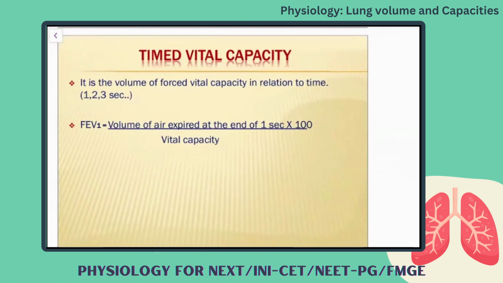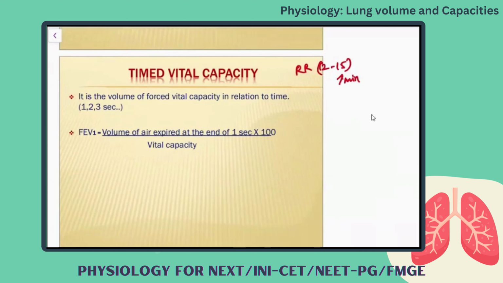In general we have seen what volumes are and what capacities are. And this is timed vital capacity. This is the measure of vital capacity with respect to time. What is the normal respiratory rate per minute? 12 to 15 breaths per minute. Okay. And one more factor we will see in the pulmonary function test is the timed vital capacity.